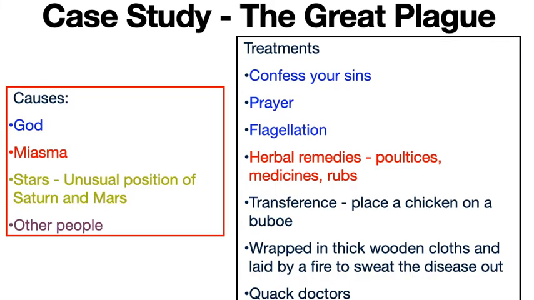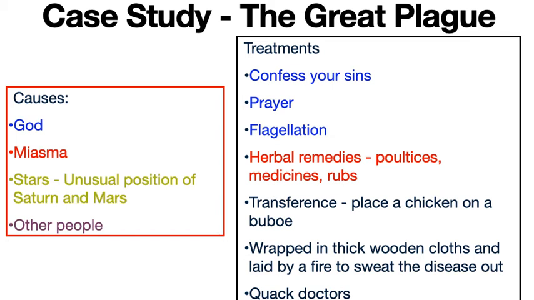Now, there are lots of similarities between the Great Plague and the Black Death of 1348. Lots of their causes are extremely similar. Many believe that the Great Plague was caused by God, God being angry about the sins of the world. There was a belief it was caused by miasma, bad airs, and there was a belief it was caused by astrology, unusual positions of Mars and Saturn. But there was also an increasing understanding that it was passed from person to person.